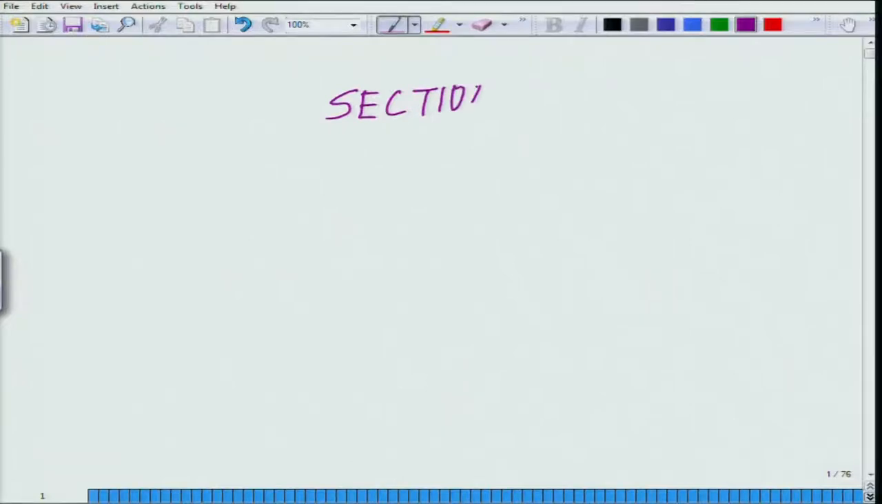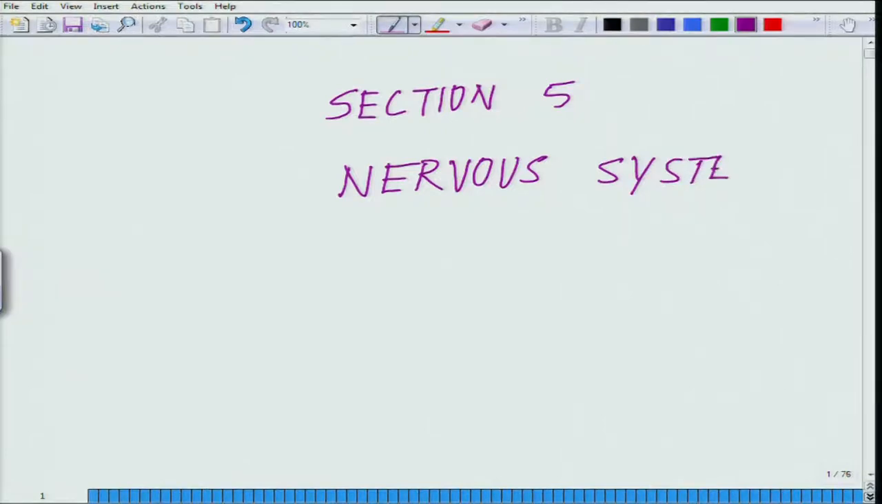5 and lecture 4, section 5, the nervous system. Actually, it is almost a part of the muscular system also, nervous system. Lecture 4. Okay. So, let us look at the circuit.